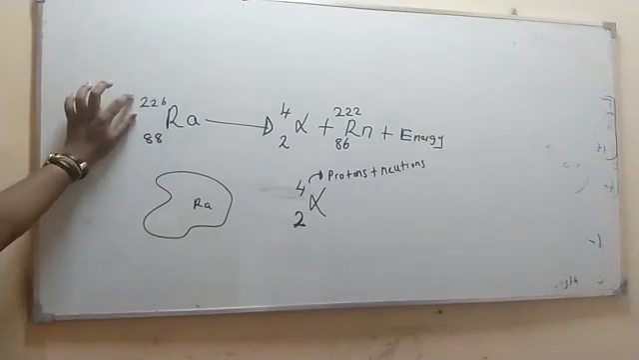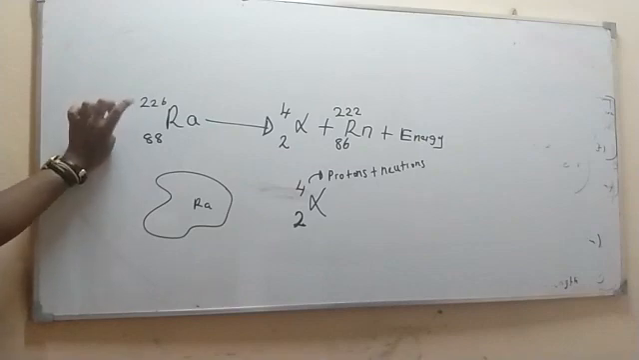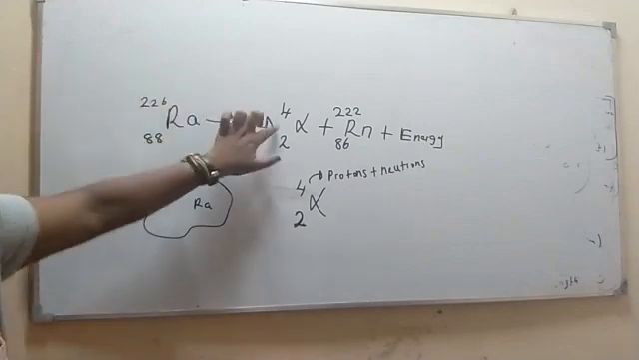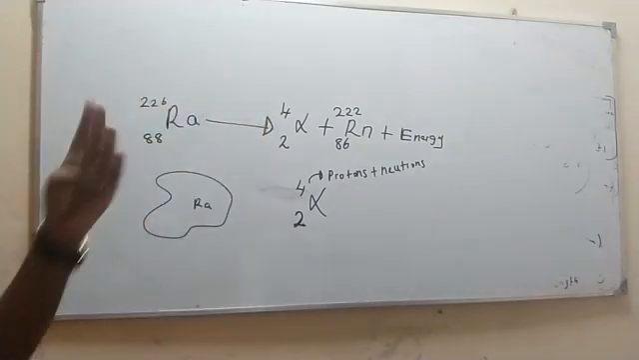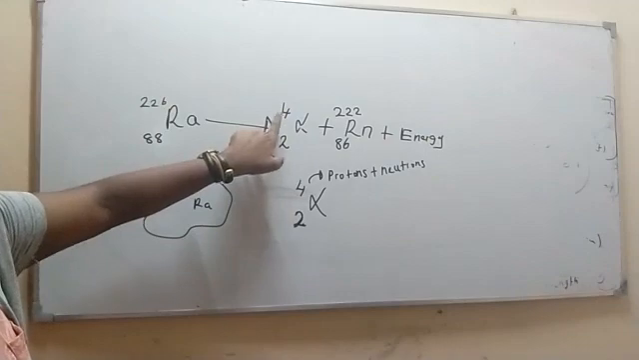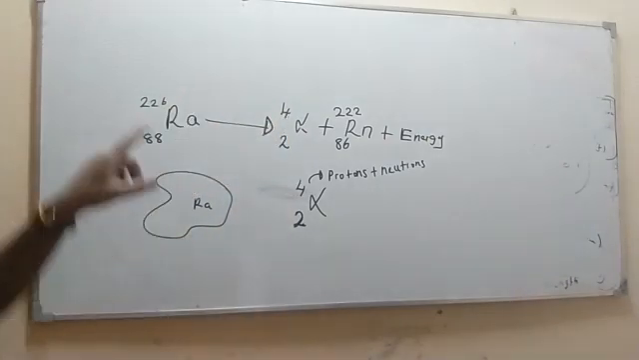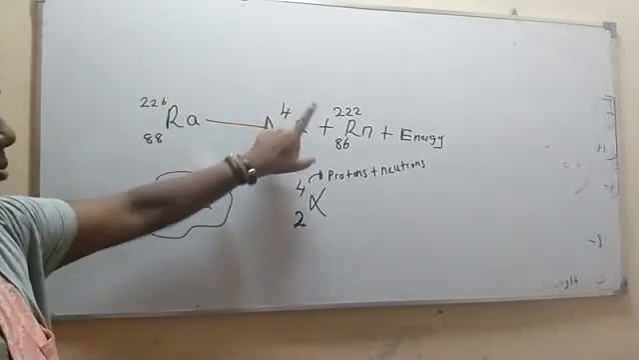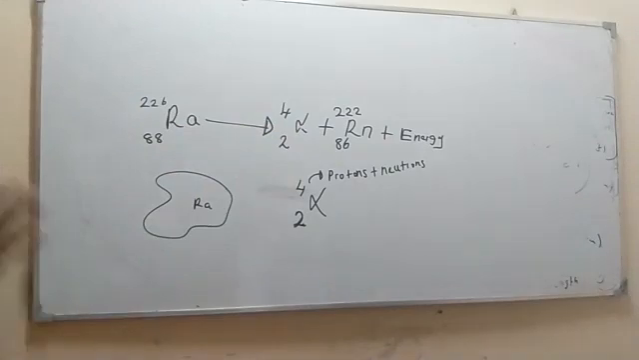Now its mass number is 226. Mass number we can also call nucleon number. That means 226 is the number of protons plus the number of neutrons of the radium atom. If one alpha particle goes out, the number of protons plus neutrons decreases by 4. That's why 226 minus 4 is 222. Later we will discuss how to balance radioactive equations.